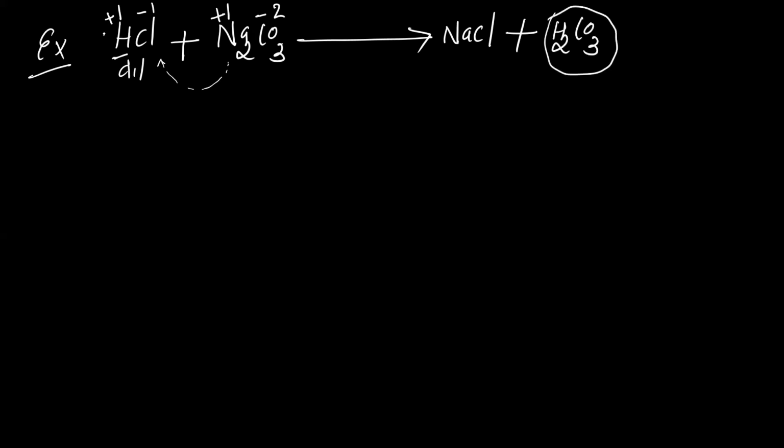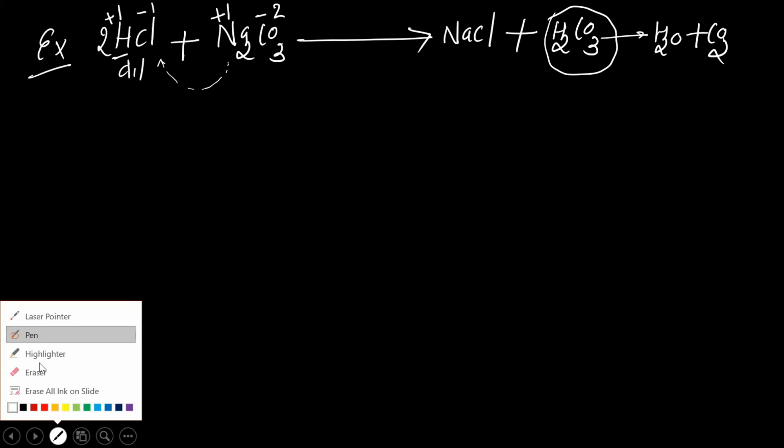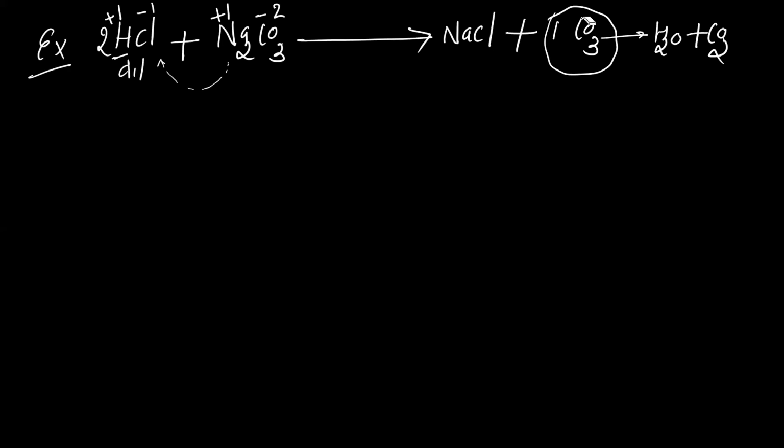Actually, carbonic acid is H2CO3, but carbonic acid is unstable, so it immediately decomposes to form water plus CO2. Because of that, in the main equation, instead of writing carbonic acid, we write water plus CO2. So sodium chloride is a salt, plus water plus carbon dioxide gas. So when acid reacts with metal carbonates, it forms salt plus CO2 plus water.